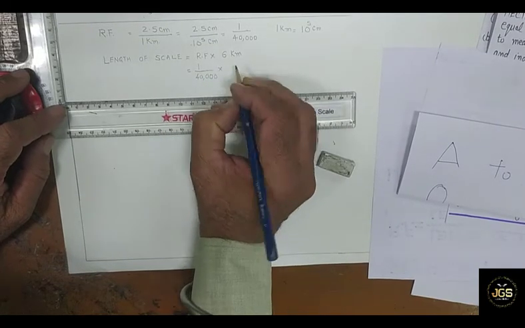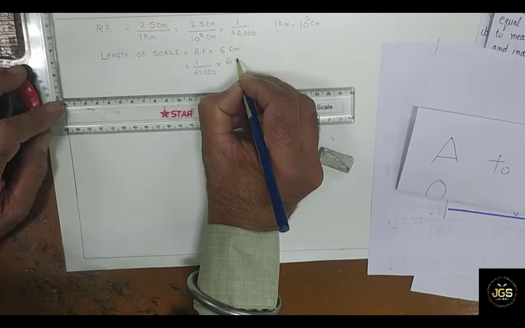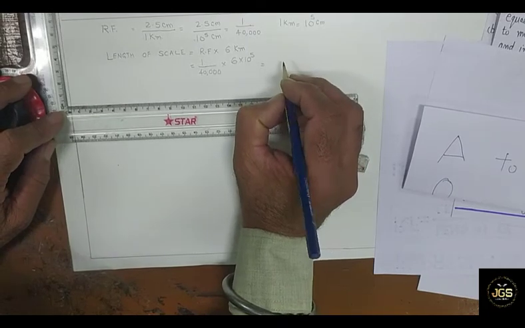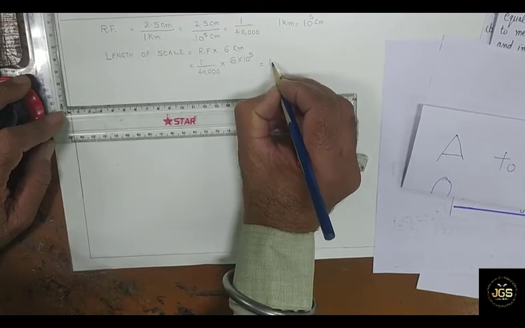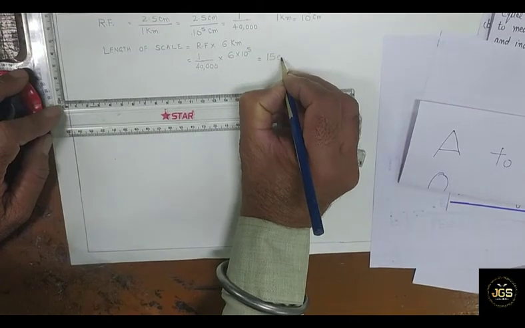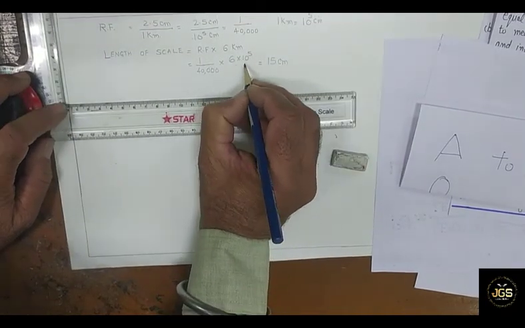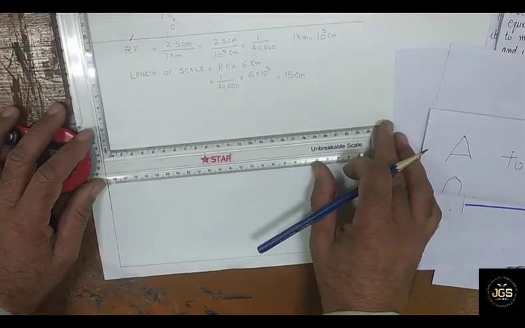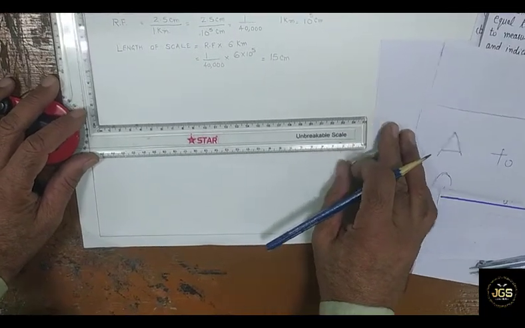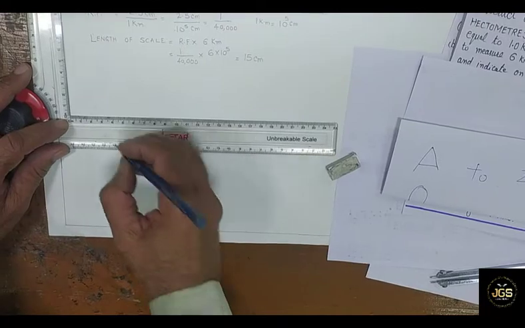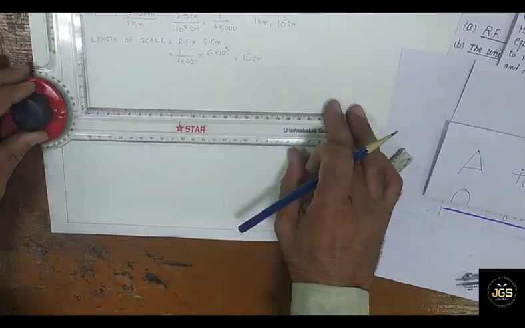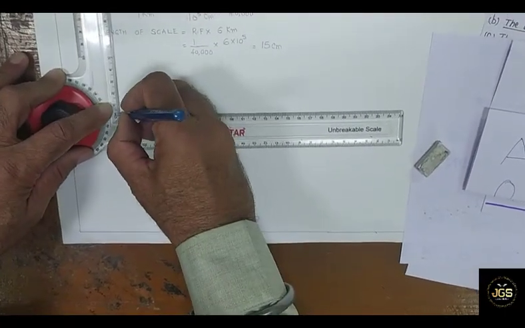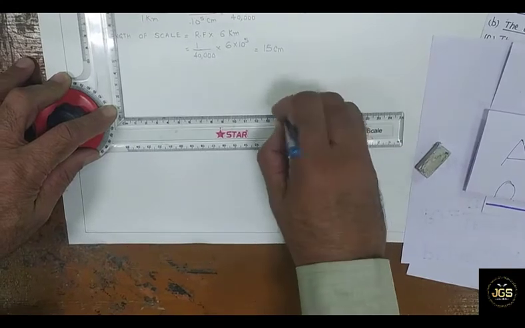Multiply it by 6 kilometer, converted into centimeters, that is 10 raised power 5. This comes to be 15 centimeters, because I converted the kilometer into centimeters. So now in the similar way you can draw a line whose length is 15 centimeter. From here you draw a line whose length is equal to 6 kilometer, sorry, 15 centimeter. From here I mark this line as 15 centimeter.